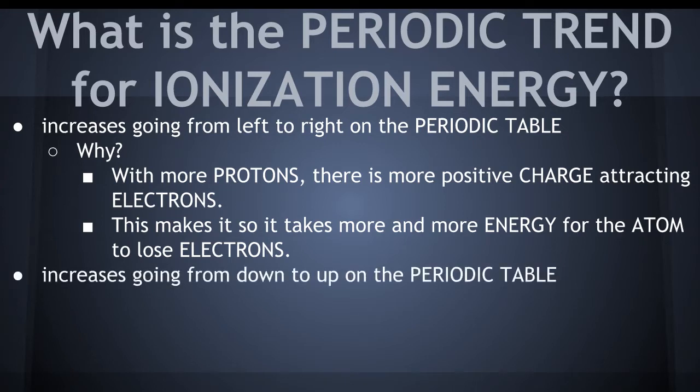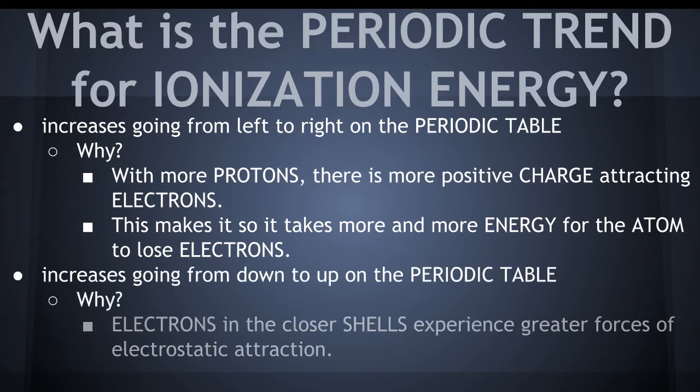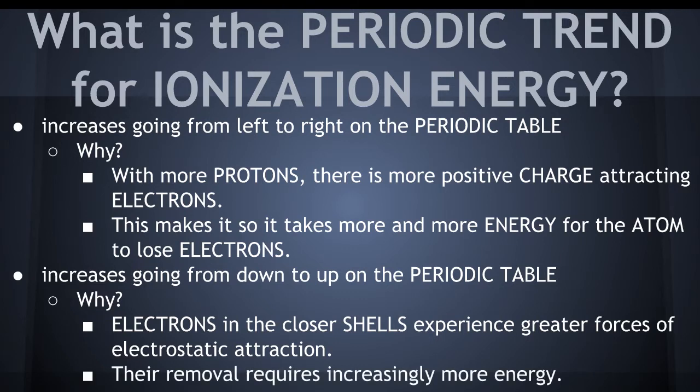Going from down to up, it also increases. Now why is this? Electrons in the closer shells experience greater forces of electrostatic attraction. It's closer to that nucleus, so it's a stronger attraction. It's kind of like a magnet, like we talked about in the last video. If you put two magnets close together, you feel the attraction more than if they're really far apart. It's the same thing with protons and electrons. So as the electrons get closer and closer to the nucleus, it takes a lot of energy to get them removed. The removal requires increasingly more energy.